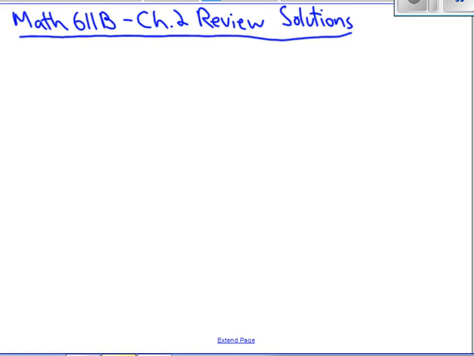Alright, here we go. In number 1A, all you need to do is substitute in, and you're going to get 29. B is the same. You can substitute in, remember that e to the 0 is 1, and you're going to end up with an answer of 2.